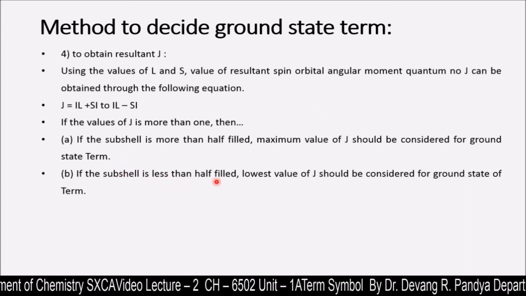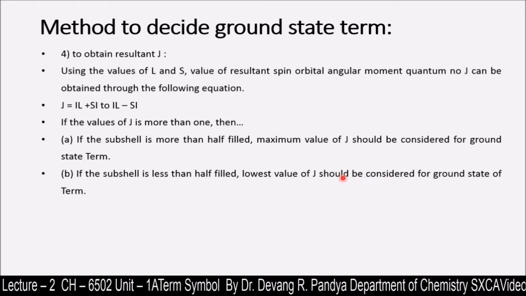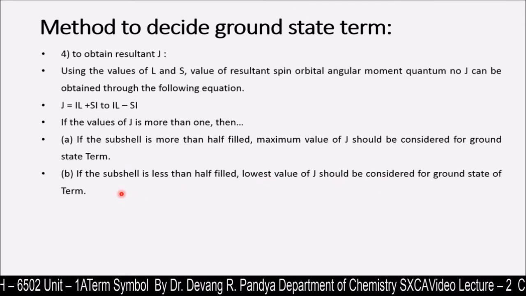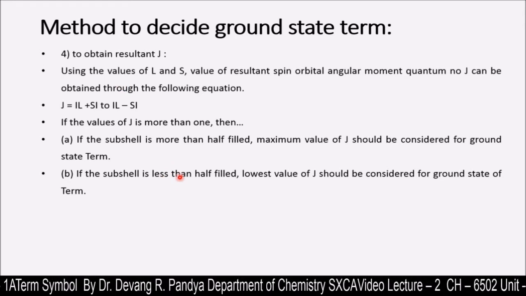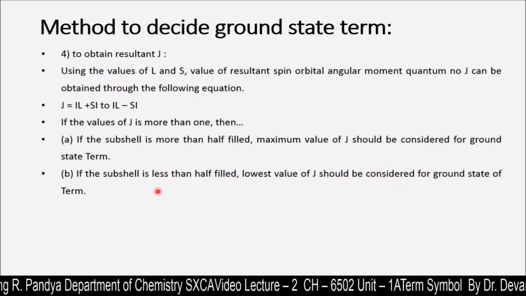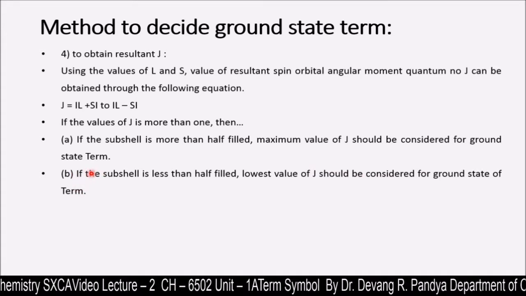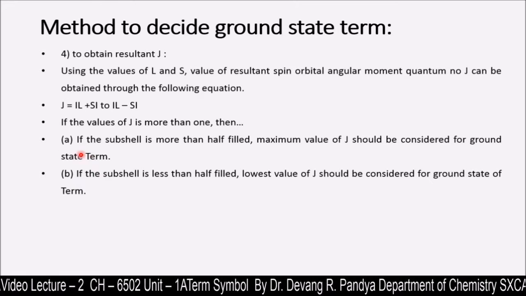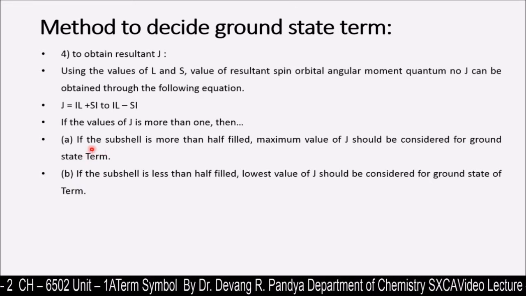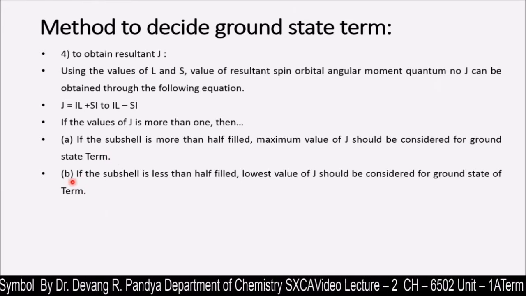If the subcell is less than half filled, the lowest value of J should be considered for the ground state term symbol. In the P2 configuration, we have a less than half filled subcell, so the lowest value of J should be considered. So this B is applicable for the P2 configuration. A is applicable for P3, P4, P5, P6 configurations. For P1 and P2 configurations, this B is applicable.